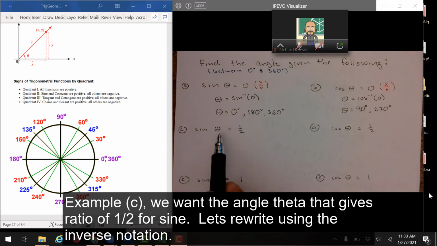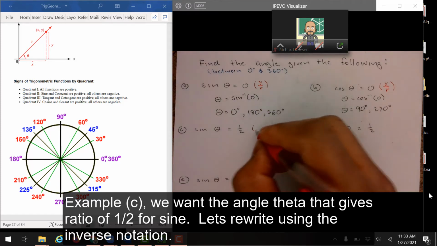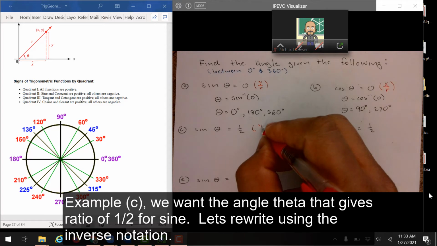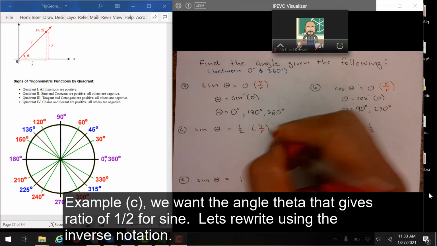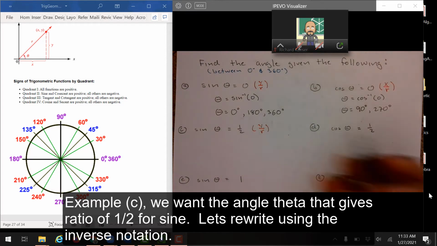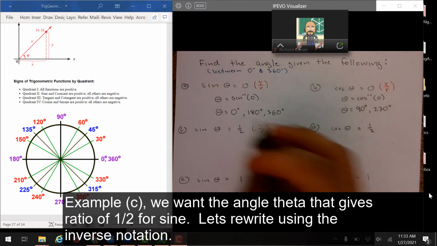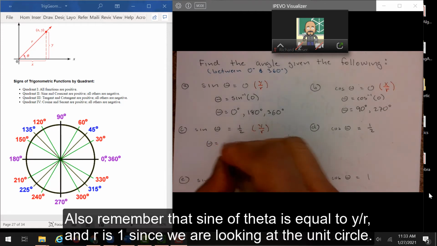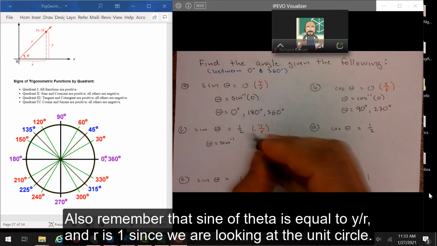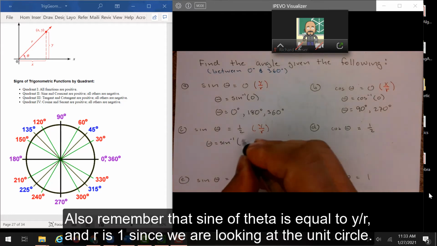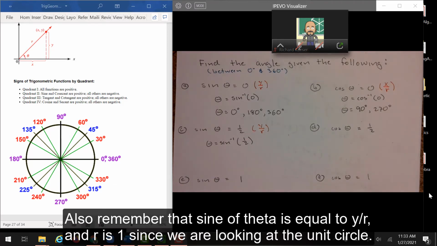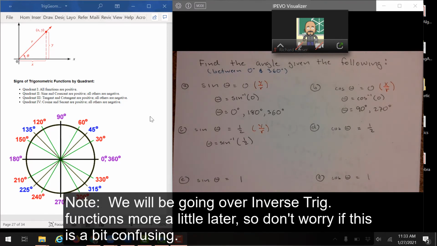Example C. We want the angle theta that gives ratio of 1/2 for sine. Let's rewrite using the inverse notation. Also remember that sine theta is equal to y over r, and r is 1 since we are looking at the unit circle. Note, we will be going over inverse trig functions more a little later, so don't worry if this is a bit confusing.